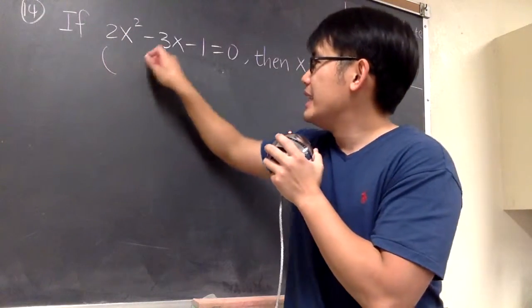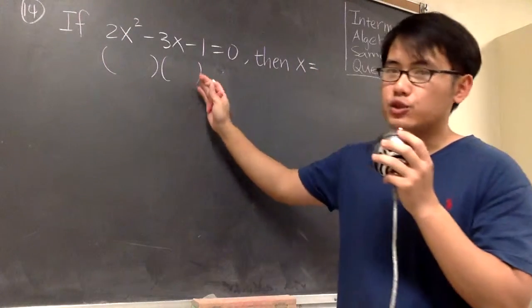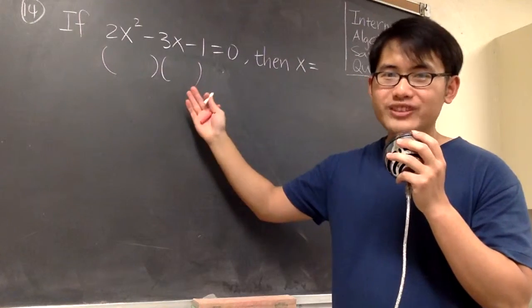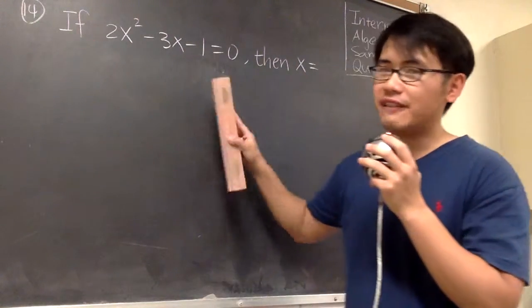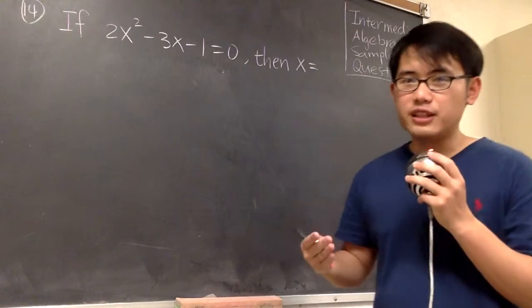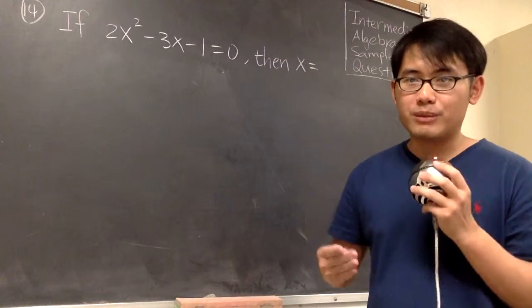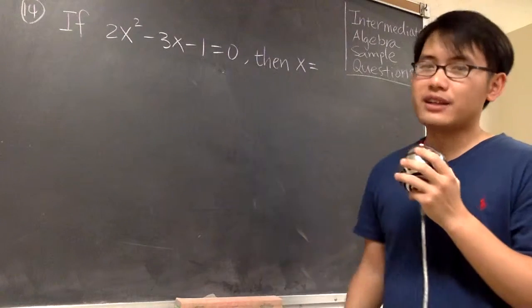But then, if we open two parentheses and try all the combinations, unfortunately, this doesn't work. And another hint that we know this is not factorable is we can take a look at the answer choices. They all have a square root number, so we know this is not factorable.